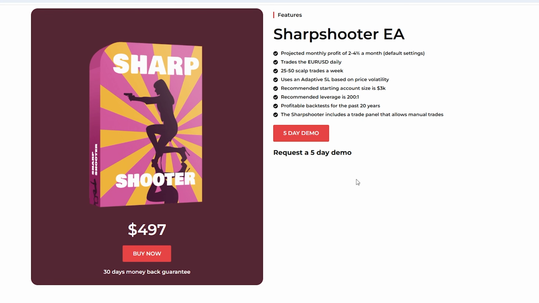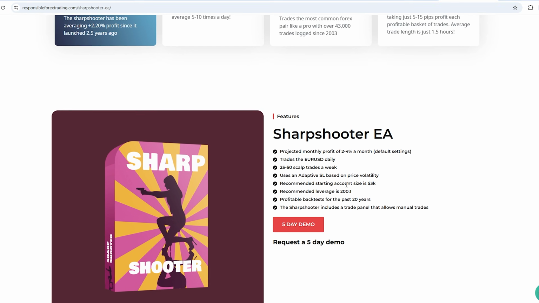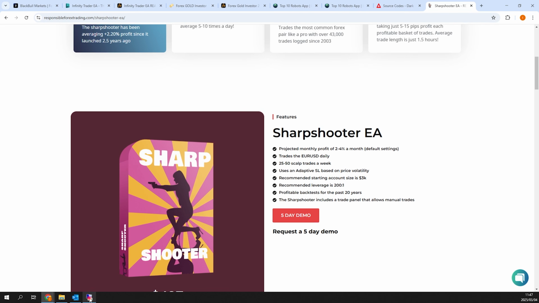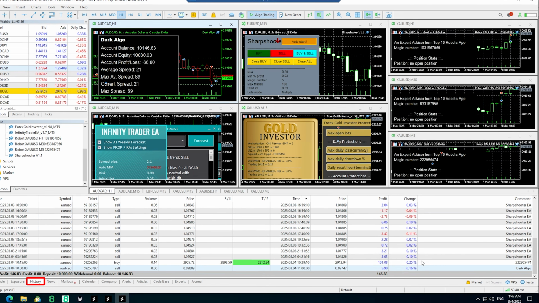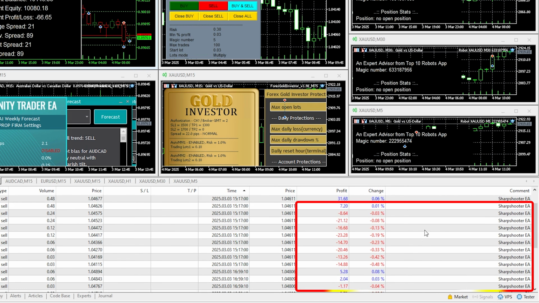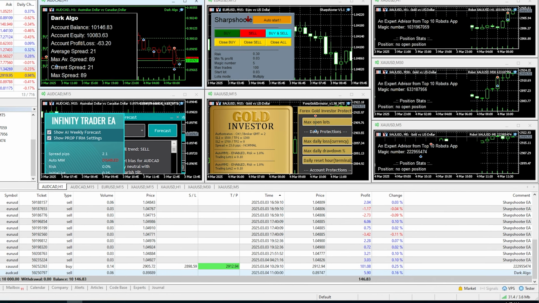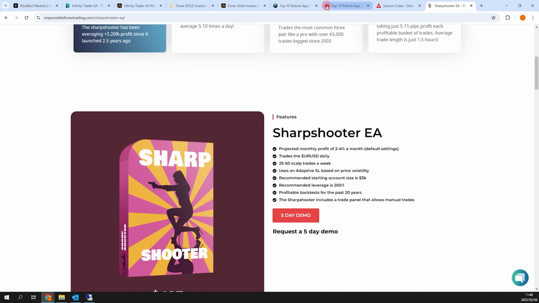Now, I know that some of you may say that a 5-day demo is not long enough, but if I actually show you the VPS where it's currently trading, and I've only had it on since yesterday, what you'll see is just since yesterday, how many trades it has opened. So it does give you a pretty good idea of how active the EA is.